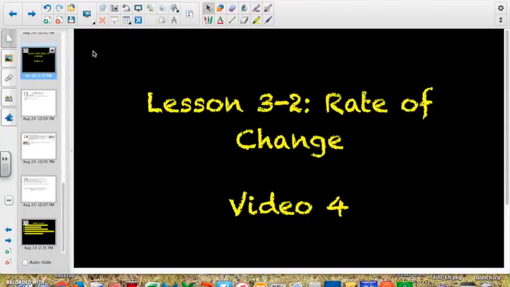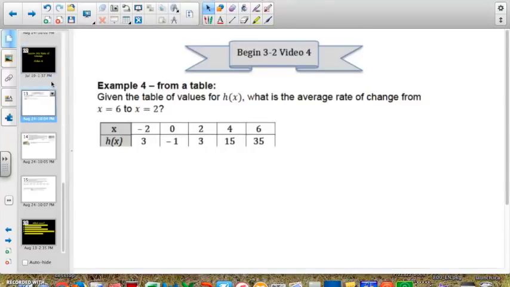Alright, welcome to the final video in the 3-2 video series. We're going to take a look at two more situations that you might be given and asked to find the rate of change or to use the rate of change. The first one that we're going to talk about in this video is going to be from a table.